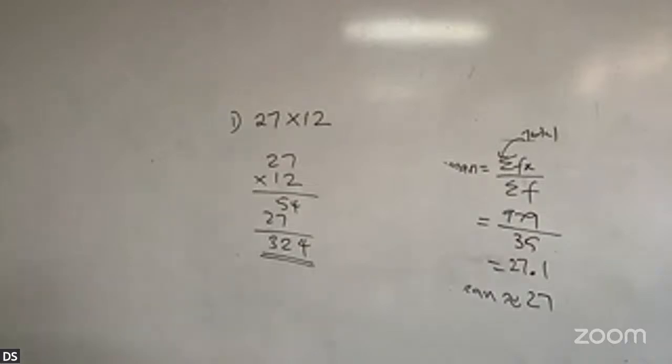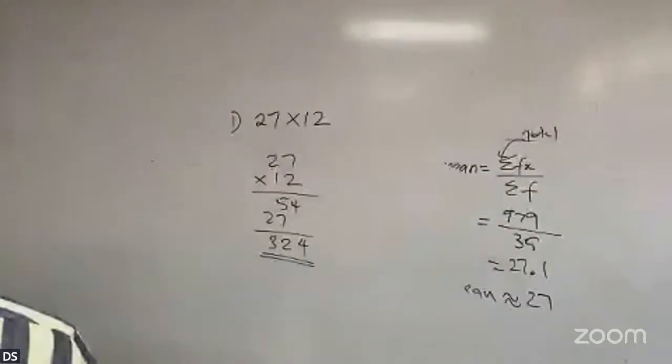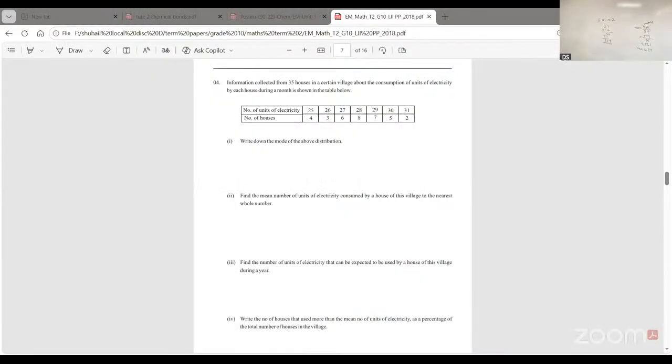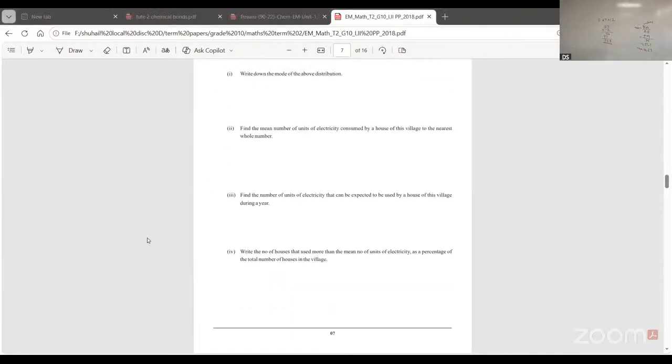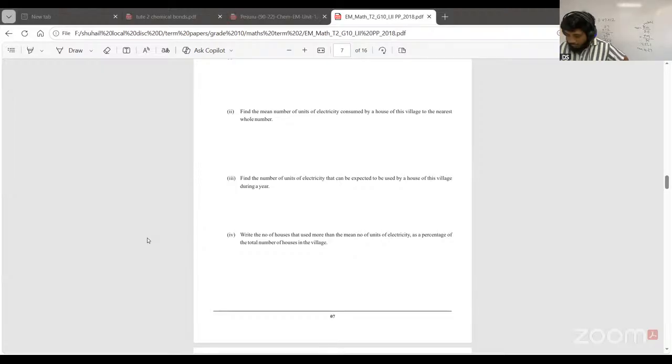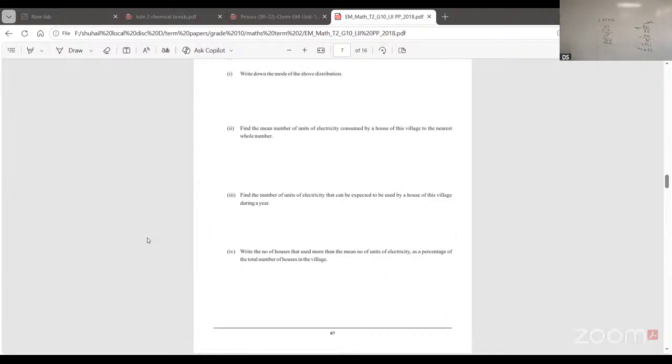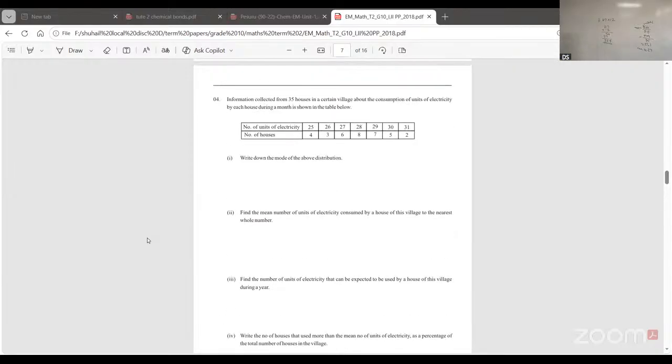Next question. Write the number of houses that use more than the mean number of units of electricity as a percentage of the total number of houses in the village. So what did we get as the mean? 27.